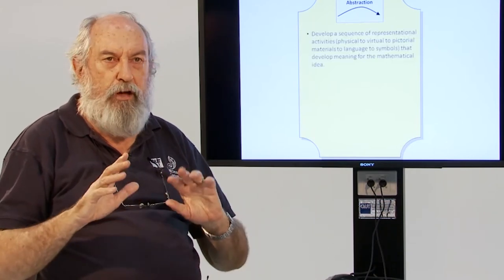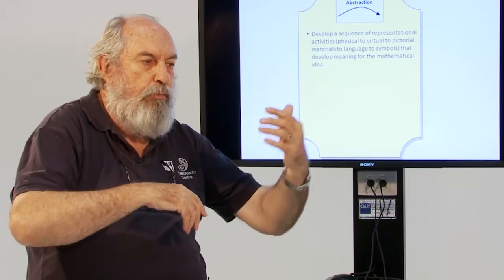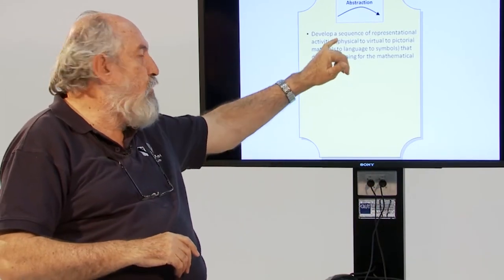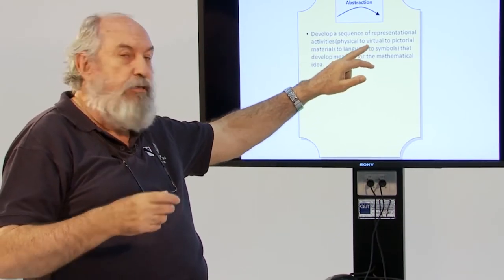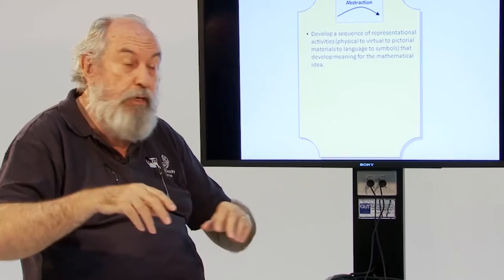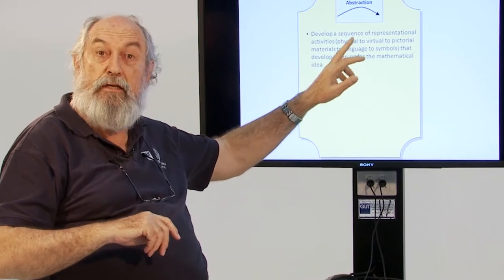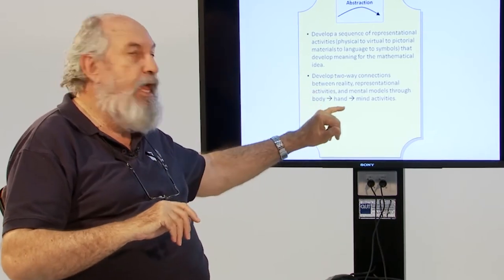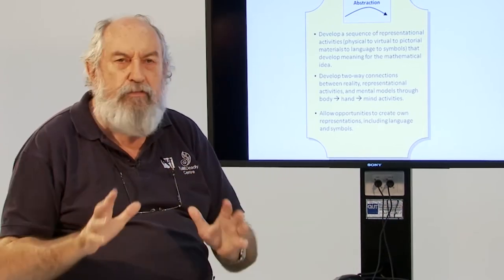Second, we move on to abstraction. And abstraction, again, has three components. The first one is we have to try and think of ways in which we can move from the world to the symbols. So that means we try and get some physical ways we can do things, both physical activities and physical materials. We then can go to a computer and use virtual manipulations and pictures, which we draw with our hands, and then finally on to language and symbols. And this is best done by using body, hand, mind activities. But added to that, try and add a bit of creativity into your lesson.